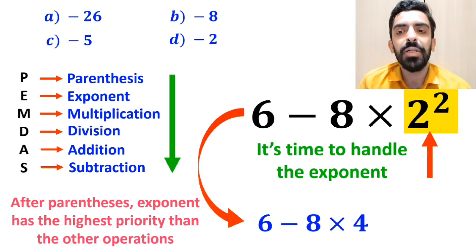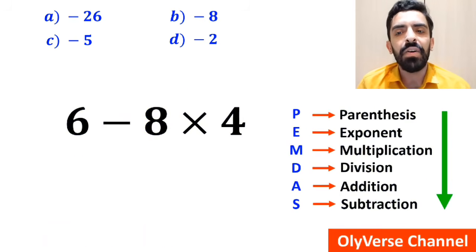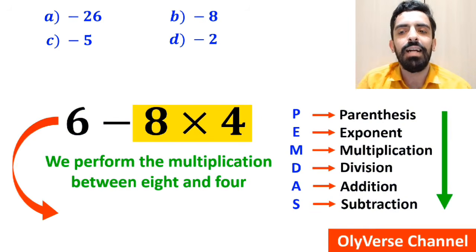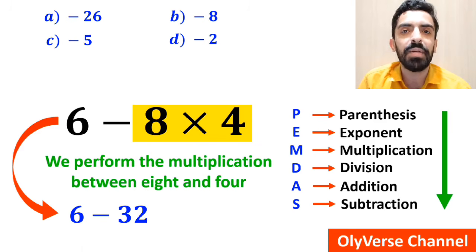So, this expression simplifies to 6 minus 8 multiplied by 4. And in the final step, we perform the multiplication between 8 and 4 and simplify this expression to 6 minus 32, which finally gives us the answer negative 26.